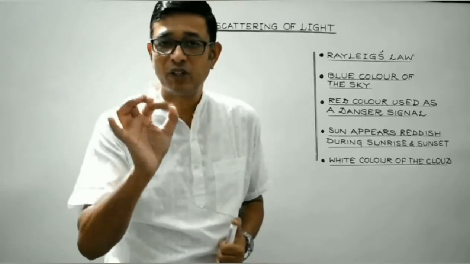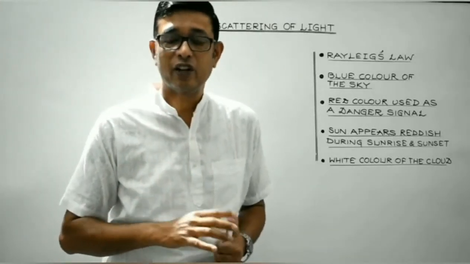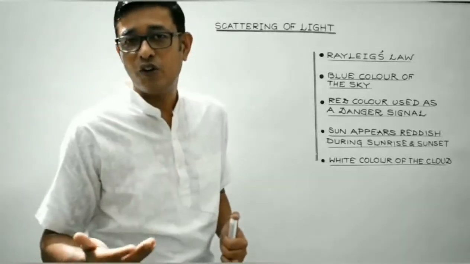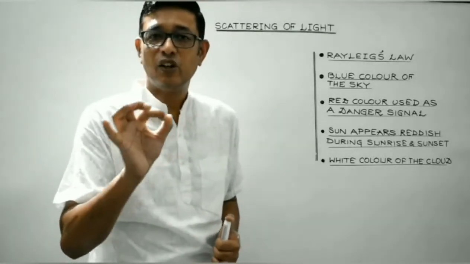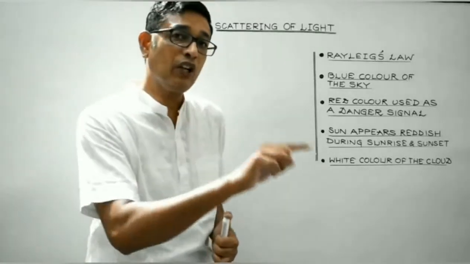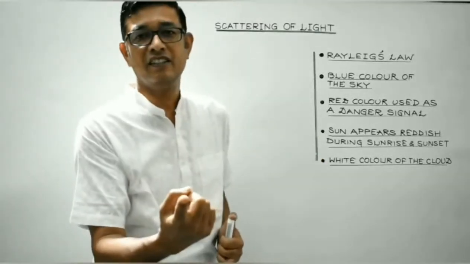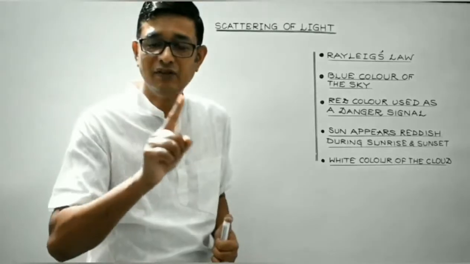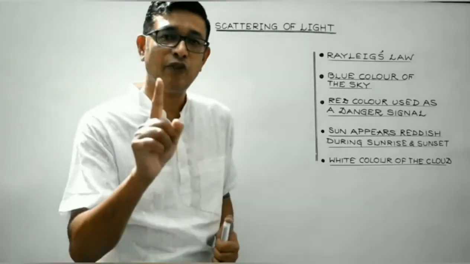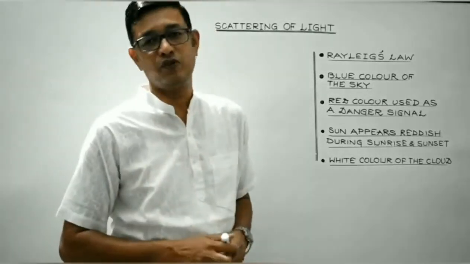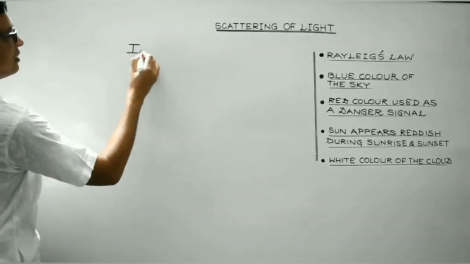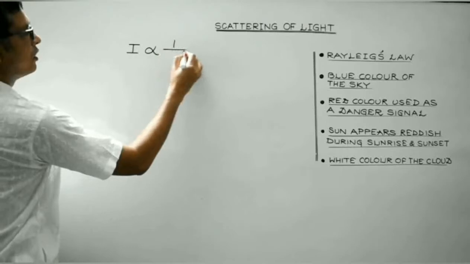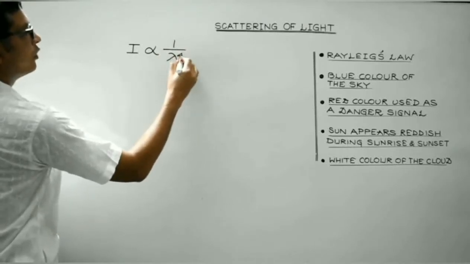And what's the statement of this law? According to Rayleigh's law of scattering, the intensity of light corresponding to a particular wavelength in the scattered light varies inversely as the fourth power of the wavelength of the light. That is, mathematically, I is inversely proportional to the fourth power of the wavelength.